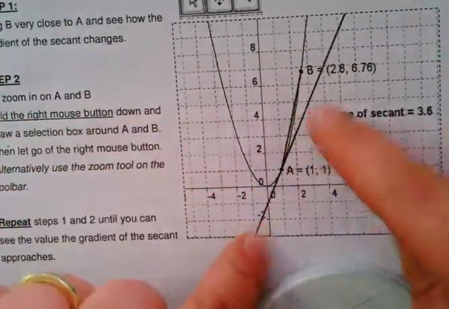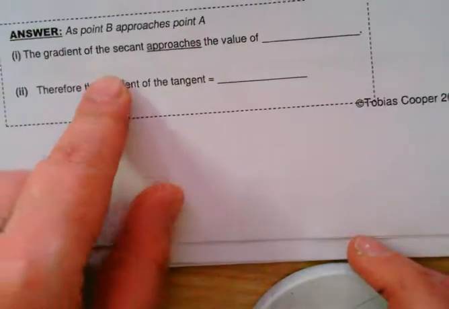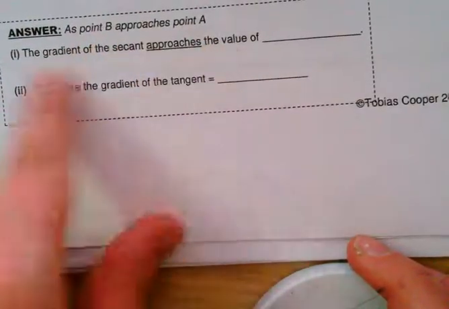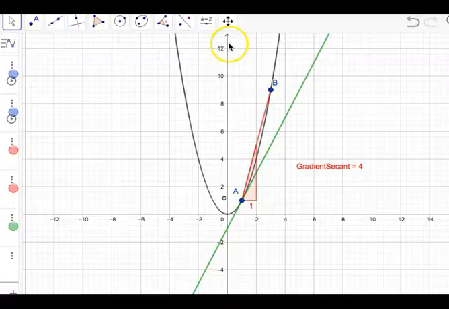You'll see the gradient of the tangent and the secant on the graph that I show you, and then you'll be filling this in. As point B approaches point A, you'll fill this in. We're going to do this for a second graph as well, so we're doing it for 5 or 6 graphs, okay? Called tangent secant 1.